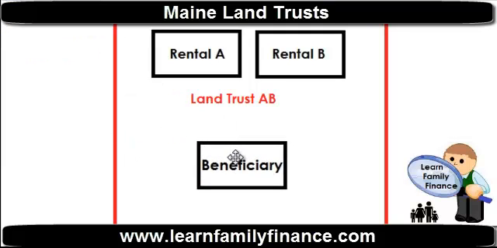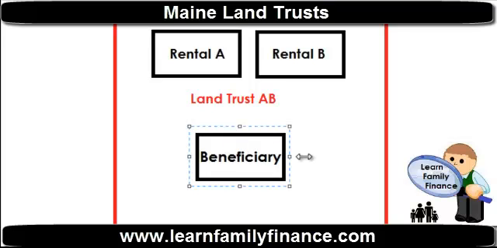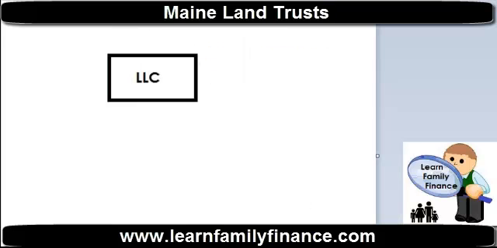If you're just going to name yourself or a person as the beneficiary, here's the problem. This person will be exposed to any judgment on either rental A or rental B. So you're going to have liability if you just have the land trust and name a person as a beneficiary.